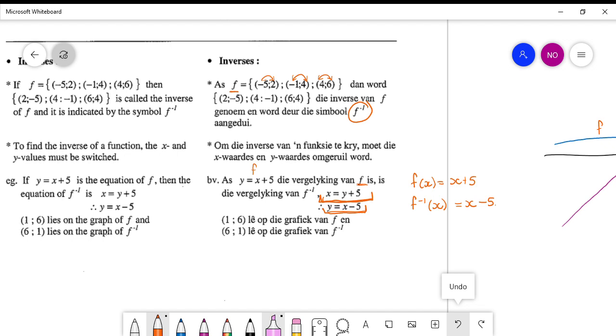If you go and substitute the point 1 into this, then 1 plus 5 is 6. So do you agree that the point 1 and 6 is on f? Then by definition, the point 6 and 1 will be on its inverse function. And you can do that for any point. So let's substitute a 2 in there. Do you agree that the point 2 and 7 will be on f? How do I get the 7? I just said plus 5. Then by definition, this will be a point on the inverse function.